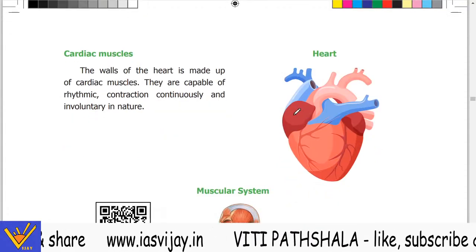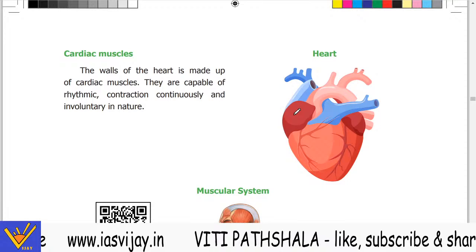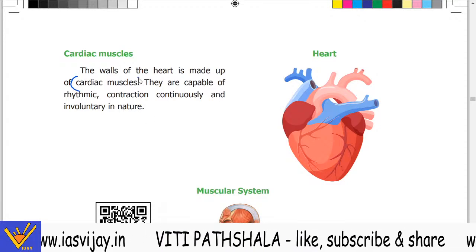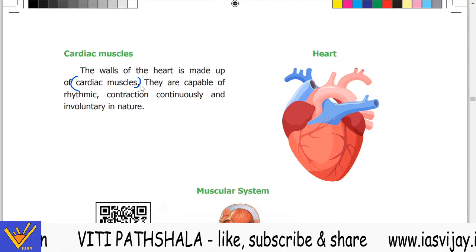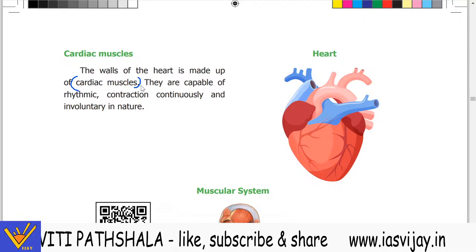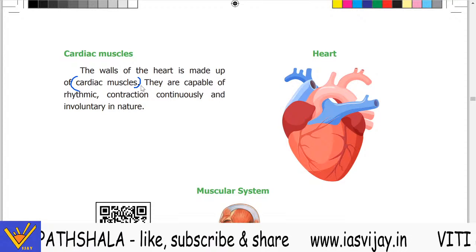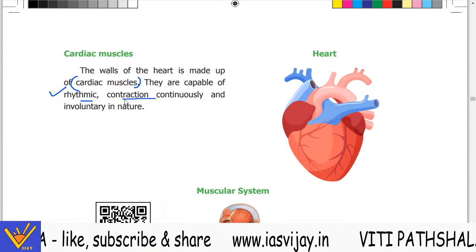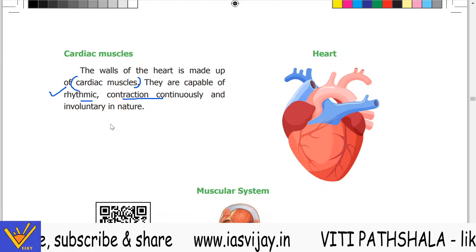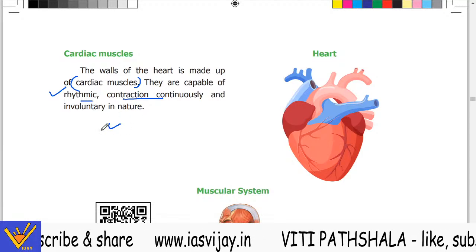The cardiac muscle. So the walls of the heart are made up of the cardiac muscle. जो हार्ट की वॉल्स होती हैं वो कार्डिक मसल की बनी होती हैं. They protect your heart. They are in the nature of protection. They are capable of rhythmic contraction continuously and are involuntary in nature.